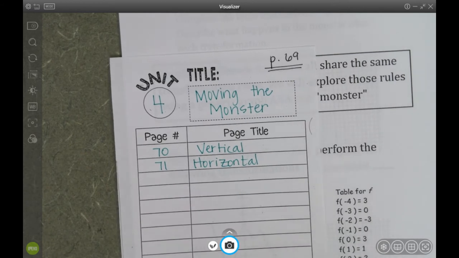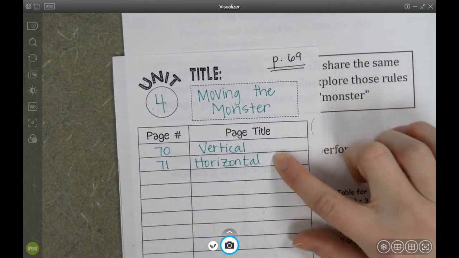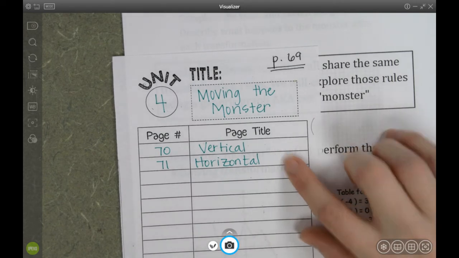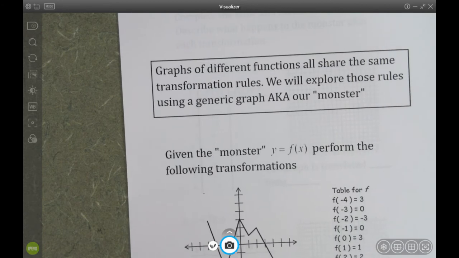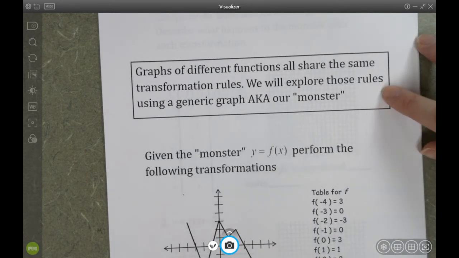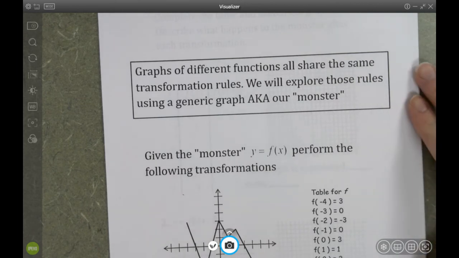All right. So this is on page 69. On page 70, we're going to do the vertical book. 71 will be the horizontal book. And this is Moving the Monster. Okay, and the book that you need right now is this one with the box. If you have the wrong book, you're going to be very confused here in just a minute. So make sure you get the one with the box. Just the one box. Are we all in the right book?